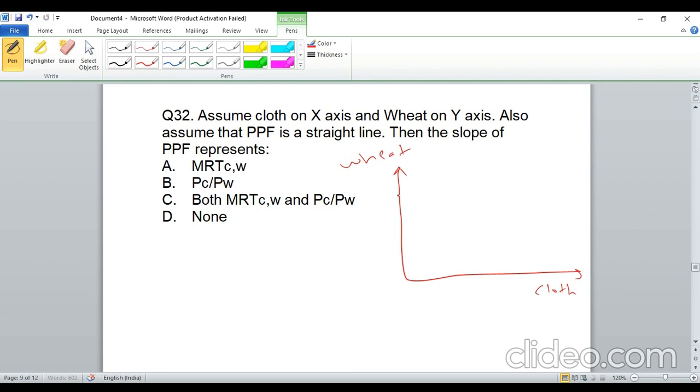So it is a straight line PPF, so it will look something like this. Of course, we know the slope of the PPF is known as MRT, there is no doubt with respect to this. But now, whether the slope is also equal to the price ratio.